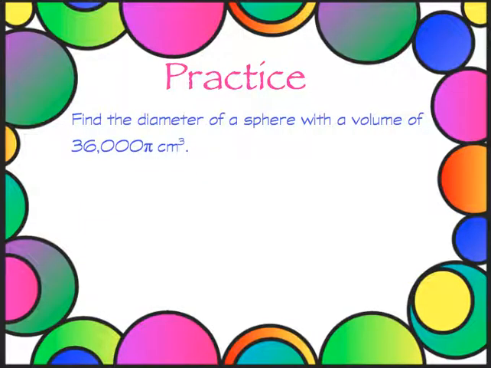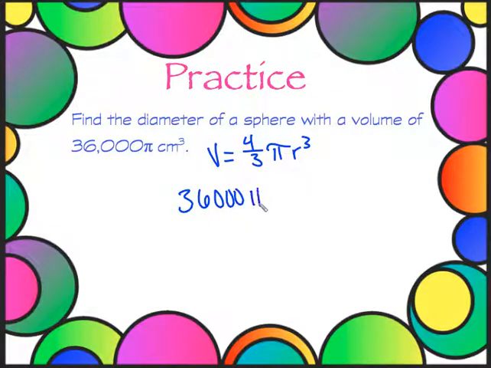Find the diameter of a sphere with a volume of 36,000 pi. So, write my formula. Sorry, forgot to plug in my volume. 36,000 pi. So first I'm going to divide by 4/3.